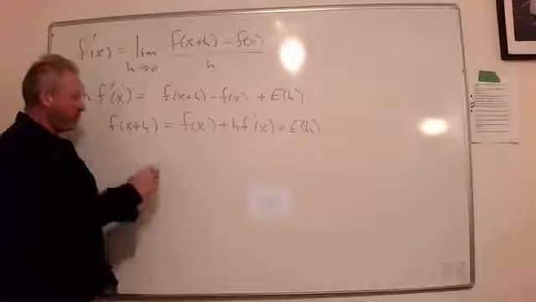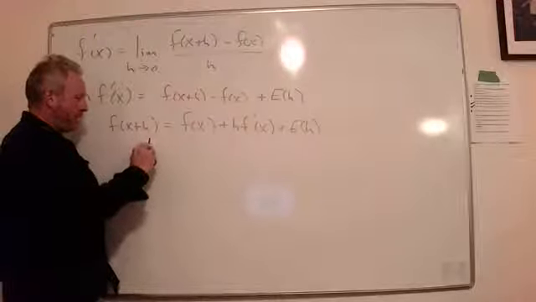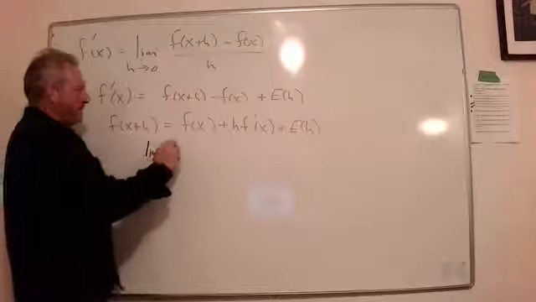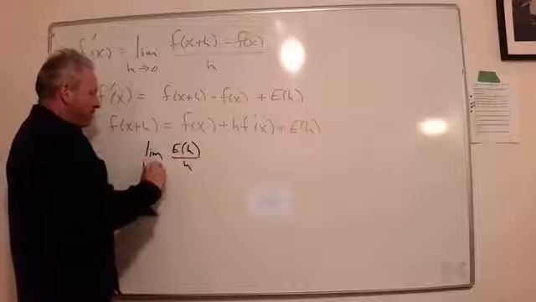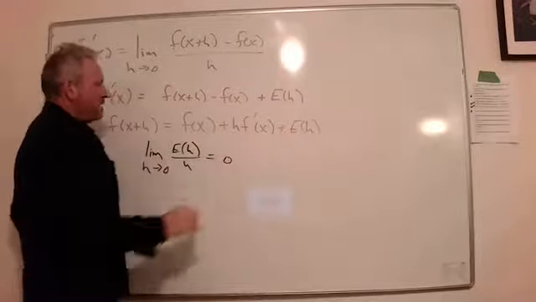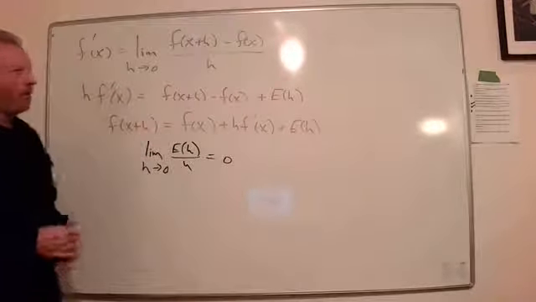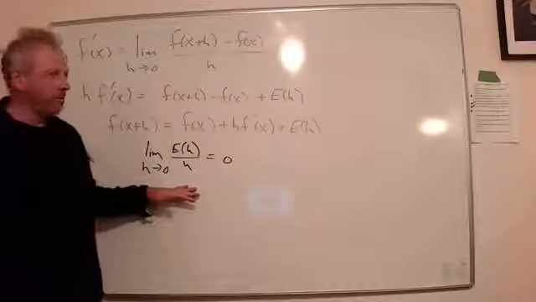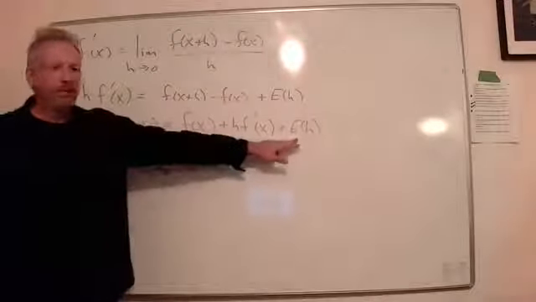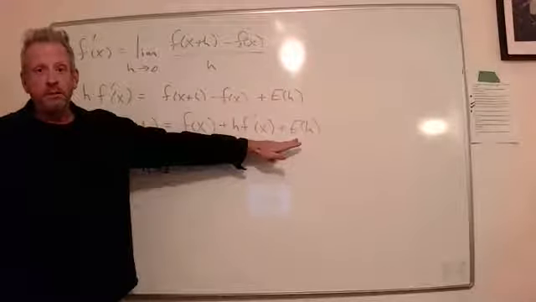The other thing we have to require is the following. We have to require that the limit of the error divided by h as h goes to 0 is equal to 0. Now, what is this? Why do we have this condition right here? The quick intuitive answer is we want this error to approach 0 very quickly.